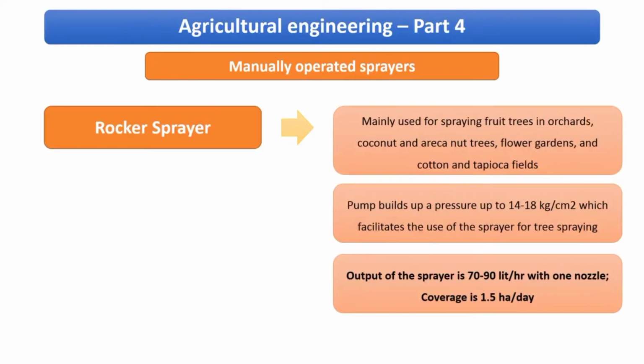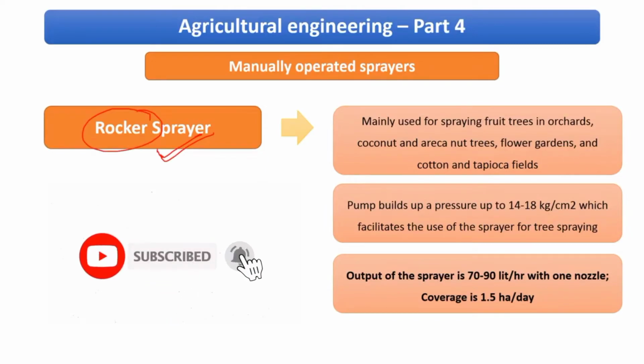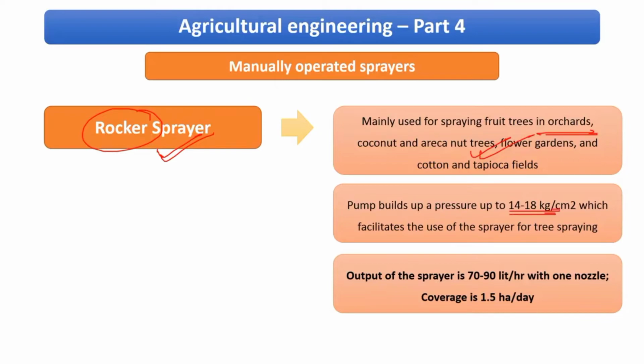Next comes the rocker sprayer. Basically this particular sprayer is used for spraying fruit trees in orchards, and coconut and areca nut trees. Again the same thing, friends, nothing much to explain for me here. You need to pick out the important points yourselves: the pressure being given here, the application rate being given here, 70 to 90 liters per hectare. You have the coverage or the capacity which is given, which is 1.5 hectares per day.